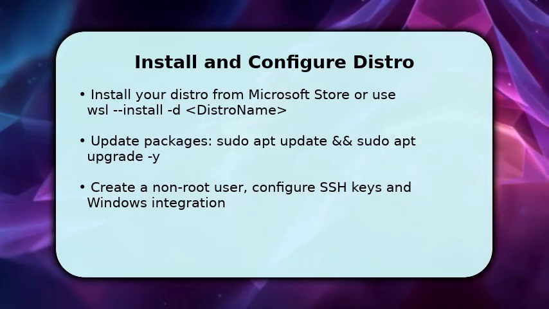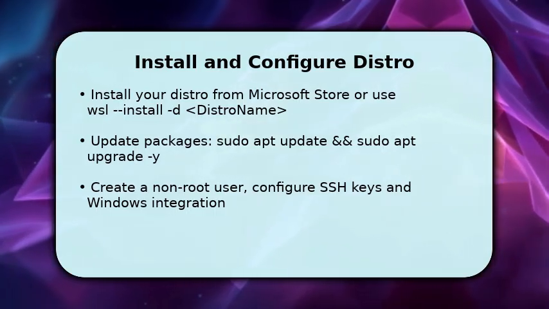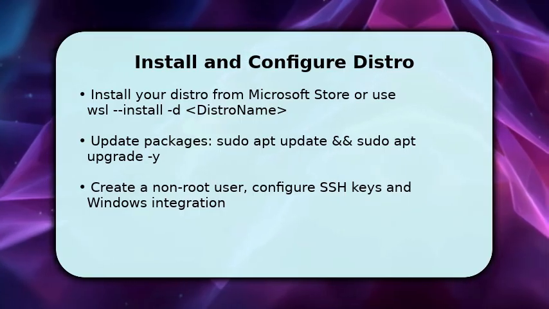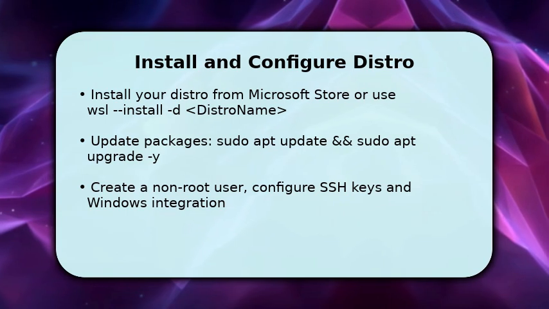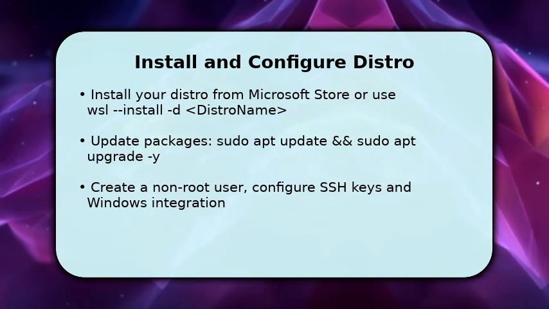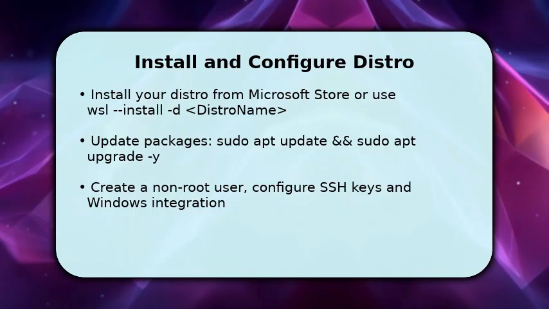Configure SSH keys for secure access, mount Windows drives via /mnt, and set up symlinks where helpful. Once configured, install your dev tools and enable Windows Terminal profiles so you switch seamlessly between shells.